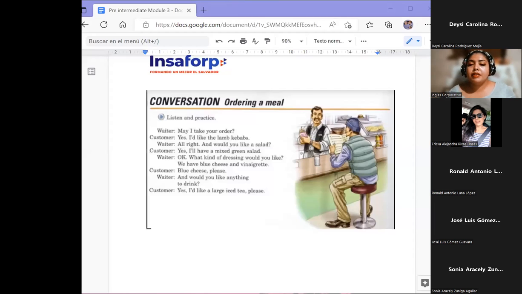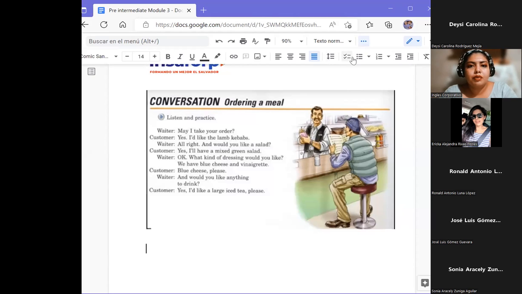So here we have the conversation, and it says the waiter and the customer, and we have the first sentence. May I take your order? In that case, we are using the modal verb may. So we have the example. I'm going to write it like in the previous example, in which we were writing the sentences like this. So first one, may I take your order?